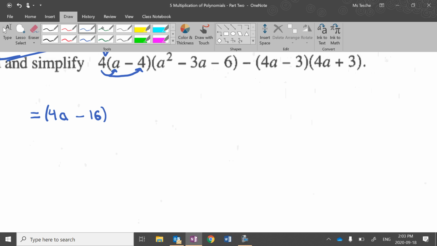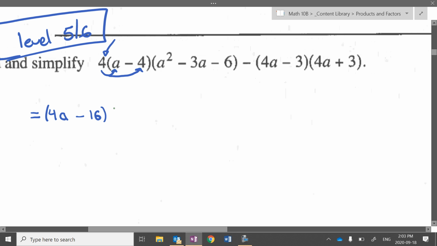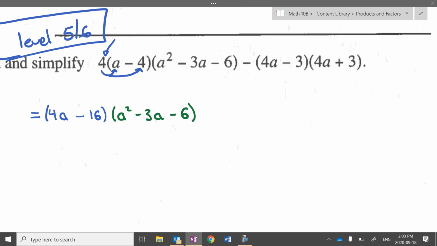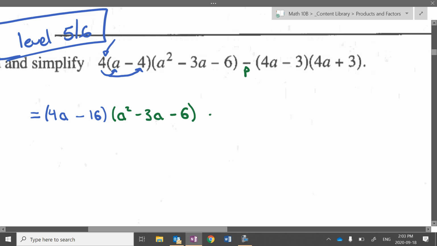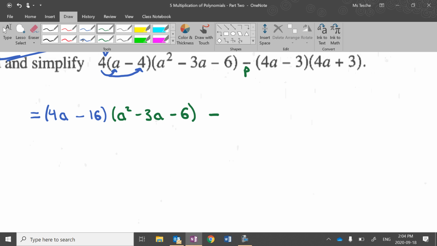Okay, so that's us dealing with that first piece. I can't do anything right now with this trinomial, so I'm just going to rewrite it, because eventually I have to multiply those two pieces together, but I want it rewritten so that I don't make a mistake. Then this subtraction sign, I'm also going to rewrite that. That is really important that you don't forget about that piece.